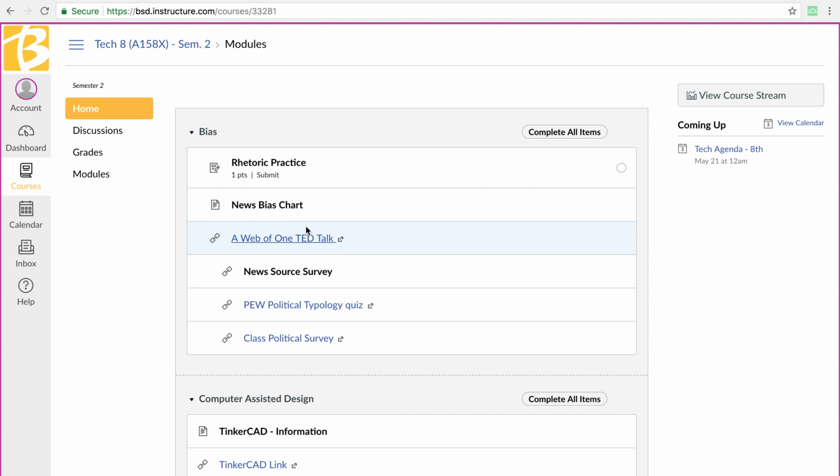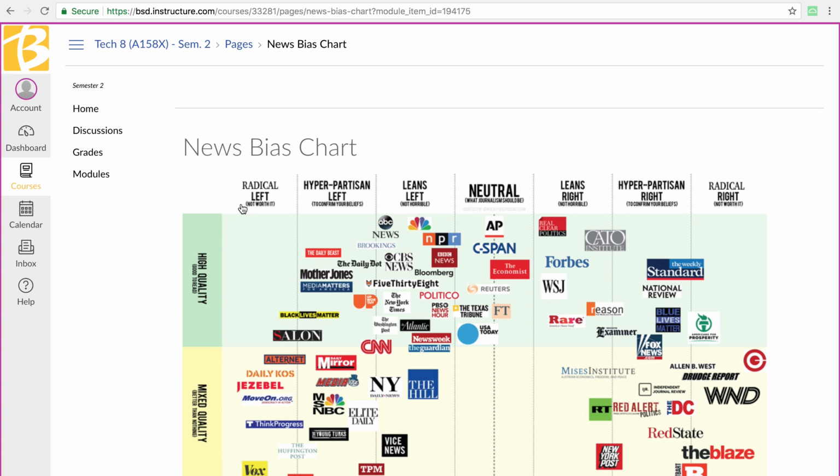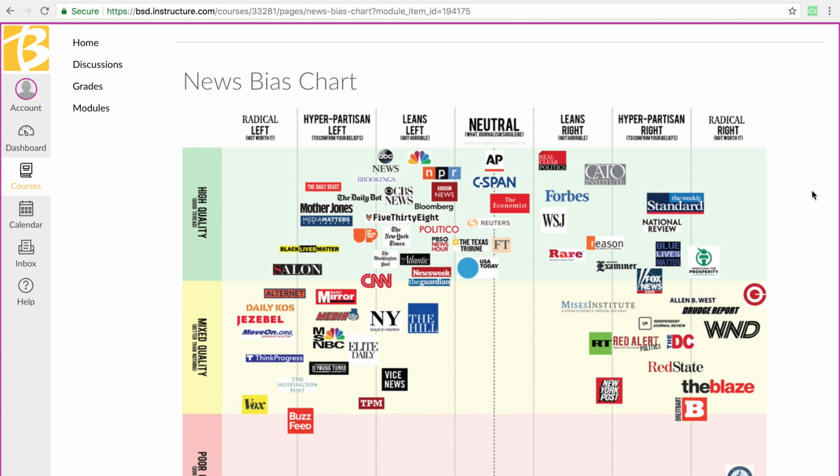So what I have available now is something that says NewsBiasChart. I'm going to click on this, but you also have access to this in Canvas. So a few things about this chart first. Number one, it is not created by me, therefore it has its own level of bias, because none of the different news sources on this chart would ever themselves place themselves in this chart.